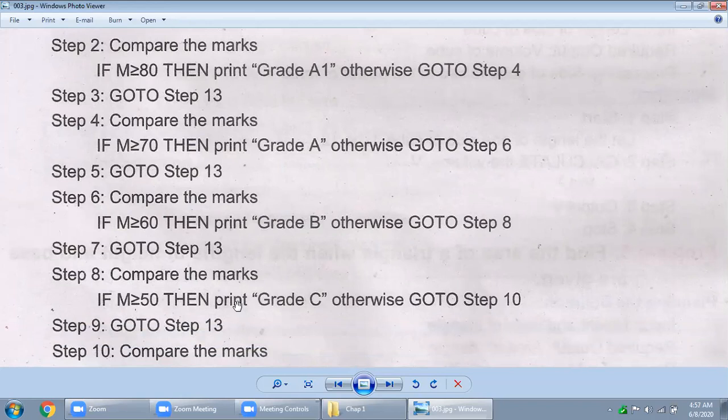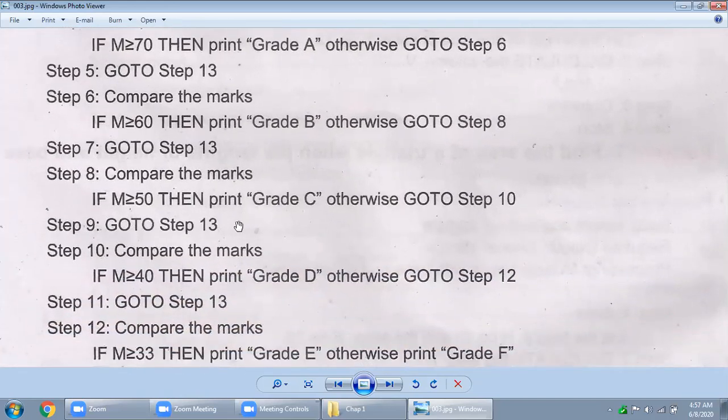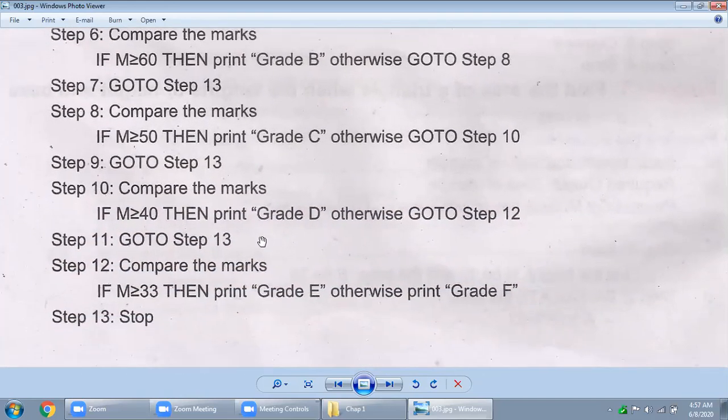So one by one, all the conditions will be checked. This is the last step. If for a failure student, print the failing grade. And the last step will be stop. This is our last step.